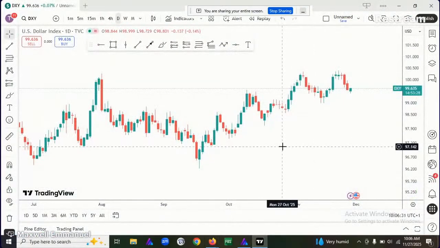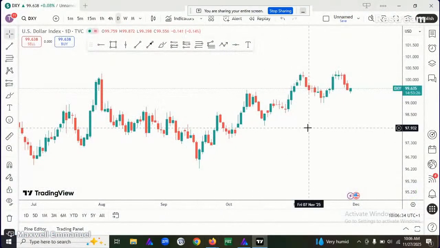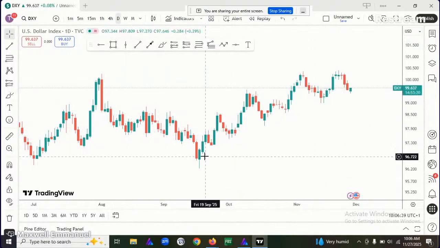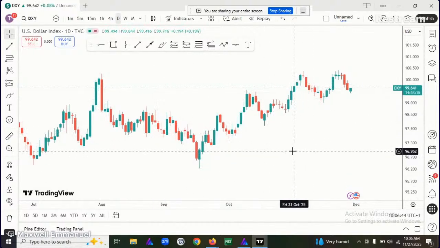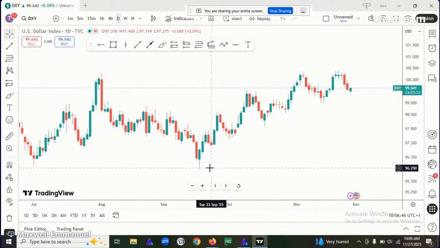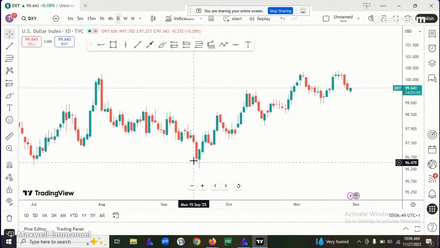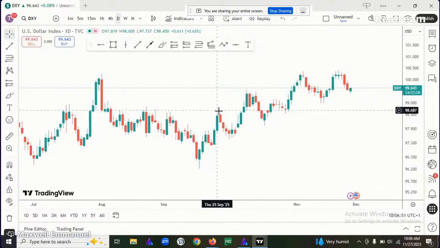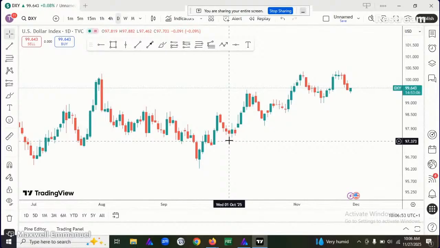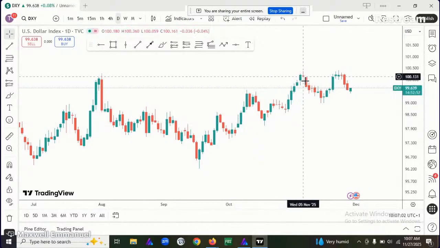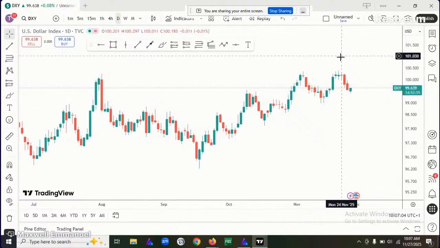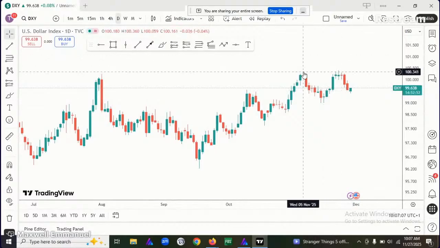So we'll start by looking at dollar index. Now, just by looking at the chart, you can tell that dollar is bullish, just by looking at the structure here. You can see it's been forming a series of higher highs and higher lows. Okay, and the liquidity residing at this previous high was cleared.